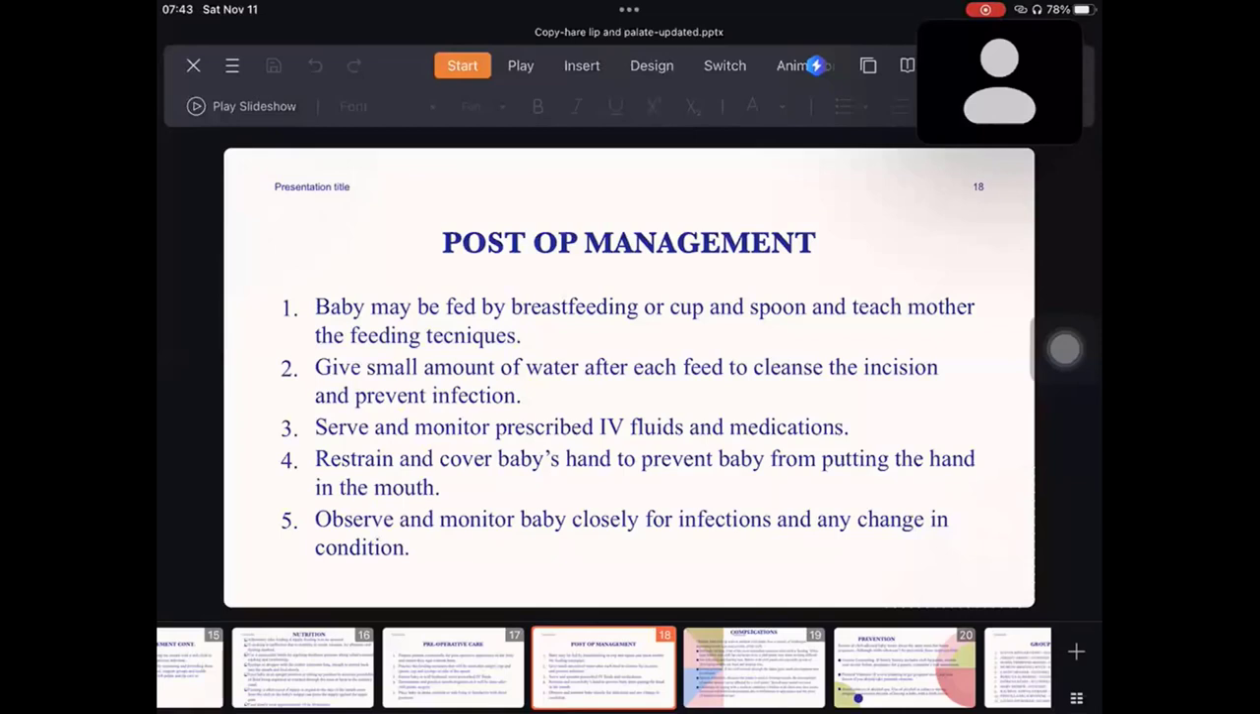And we observe and monitor the baby closely for infection and any change in condition. So after surgery, make sure that vital signs are checked at the appropriate time so that we know if there's any change in the baby. Observe the baby to see if there's any bleeding coming from the wound, and that the baby's general condition is okay.